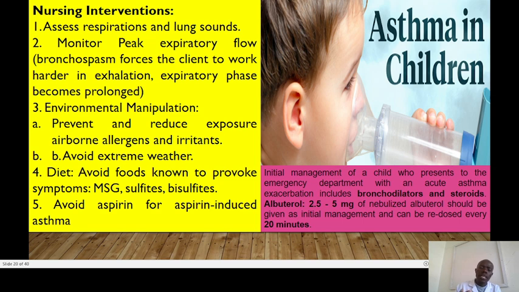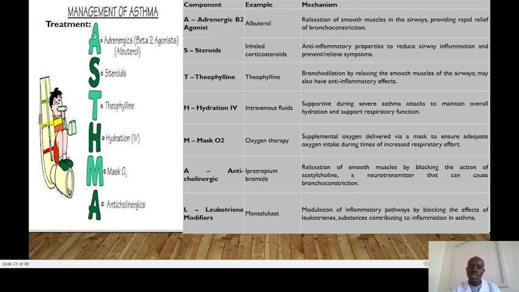Initially, you will normally give these children a bronchodilator. So we have albuterol, 2.5 to 5 milligrams nebulized, which can be given to a patient and redosed after 20 minutes. We manage asthma with drugs, and we abbreviate it using the word ASTHMA. A stands for adrenergic beta-2 agonist, a good example being albuterol. They work by relaxing the smooth muscles in the airway, and this provides rapid relief of bronchoconstriction.